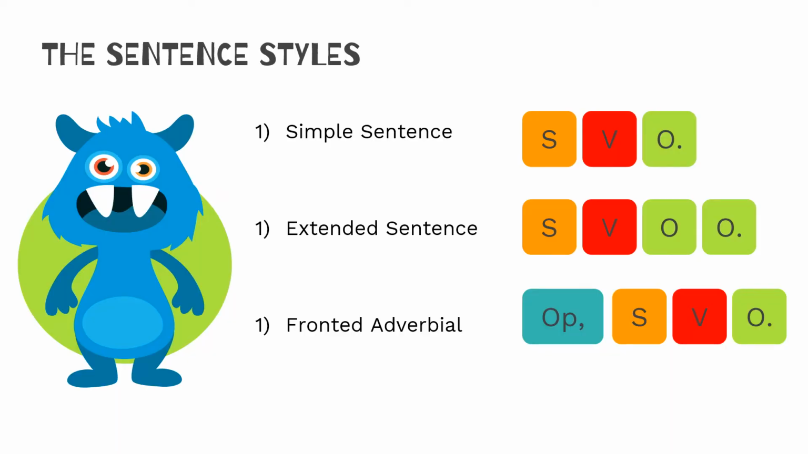I would like you to take notice of how the different sentence styles are structured. The simple and extended sentence are almost similar. They both begin with a subject, except, of course, we added extra object to our extended sentence. The third style begins with an opener followed by a comma, then SVO.